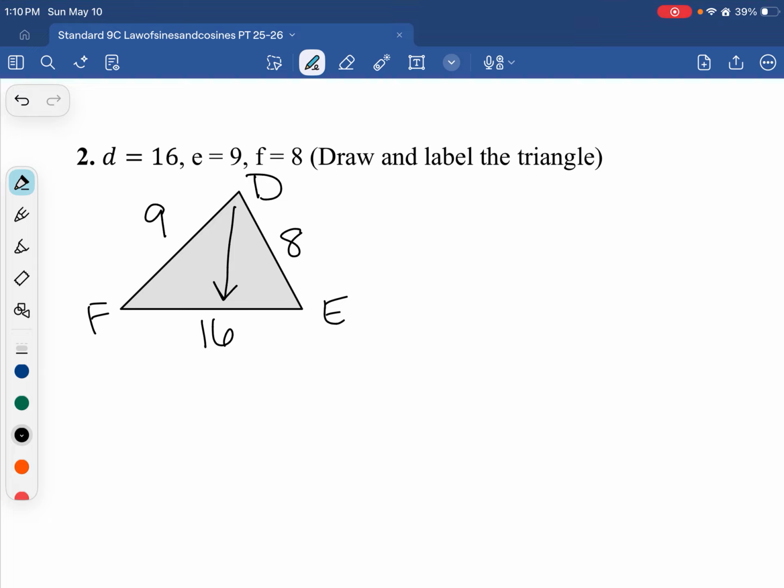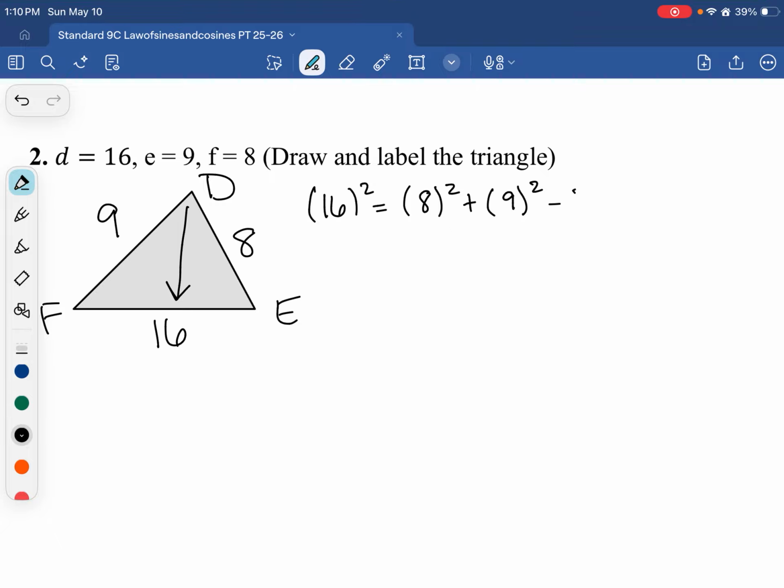Now with this, I'm going to set this up as 16 squared equals the other two side lengths squared. So 8 squared plus 9 squared. Order does not matter on the right side. And then minus 2 times 8 times 9. Once again, that order does not matter. You can switch it up as long as you got them there. And then cosine of angle capital D.